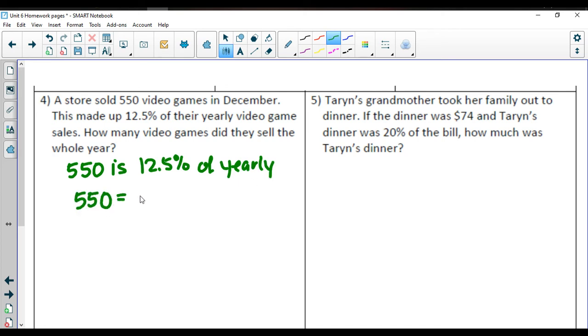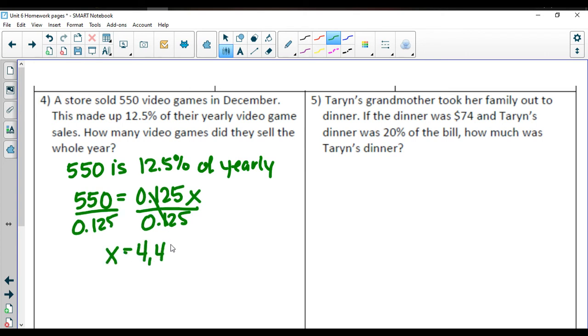So we have 550 equals 0.125x. Divide through by 0.125. And we get that x equals 4,400 games. And that's during the whole entire year.